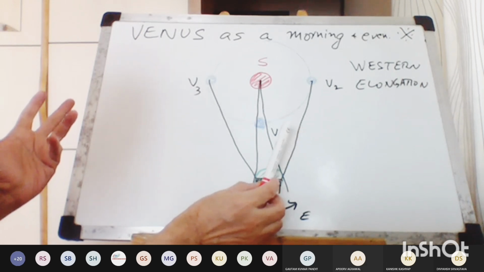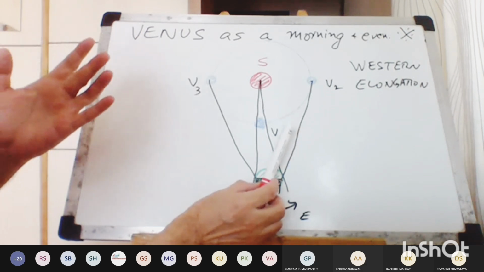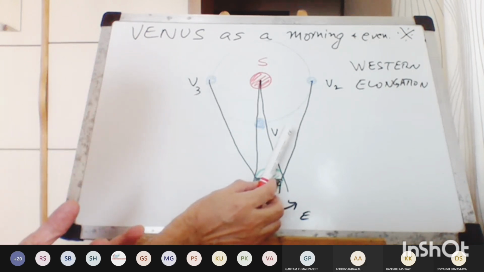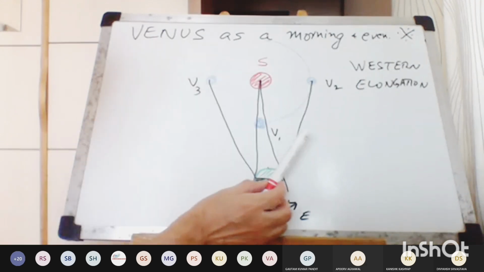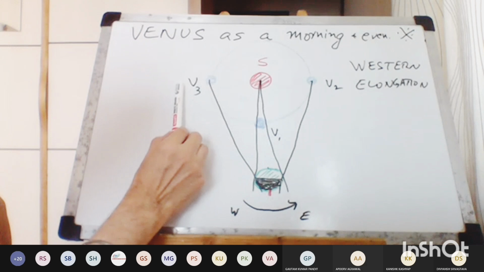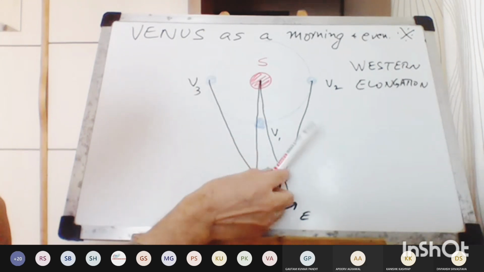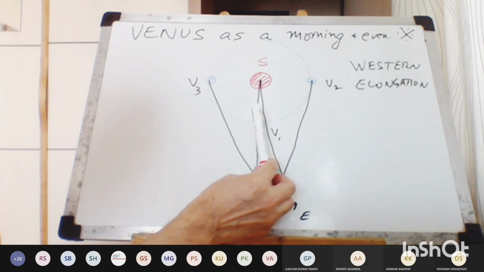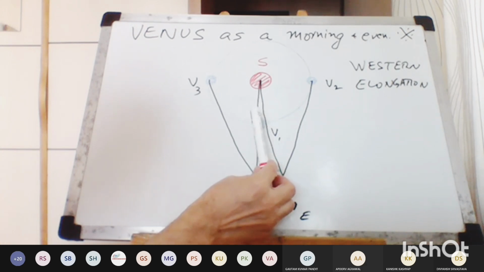We don't see anything. Even if they are there in the sky, we don't see them, because the stars are there in the sky even in the daytime, but we don't see them because the sun is too bright. So when Venus is at V3, the sun will be seen first in the morning. After that, Venus will rise, but Venus will not be visible.